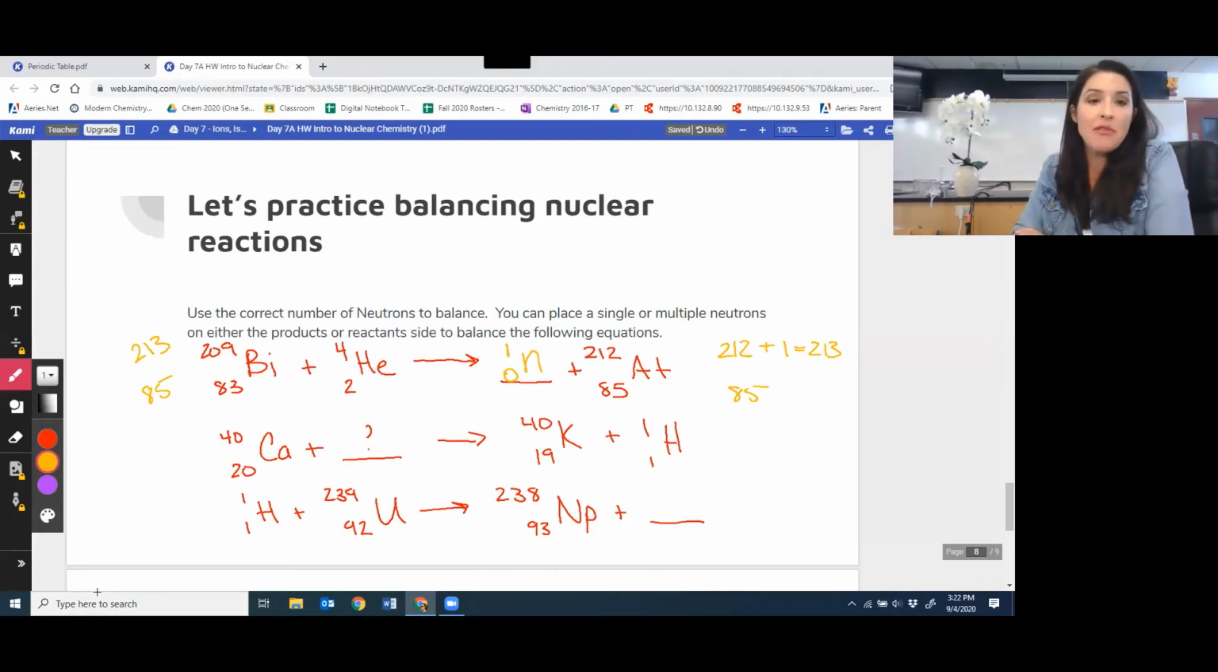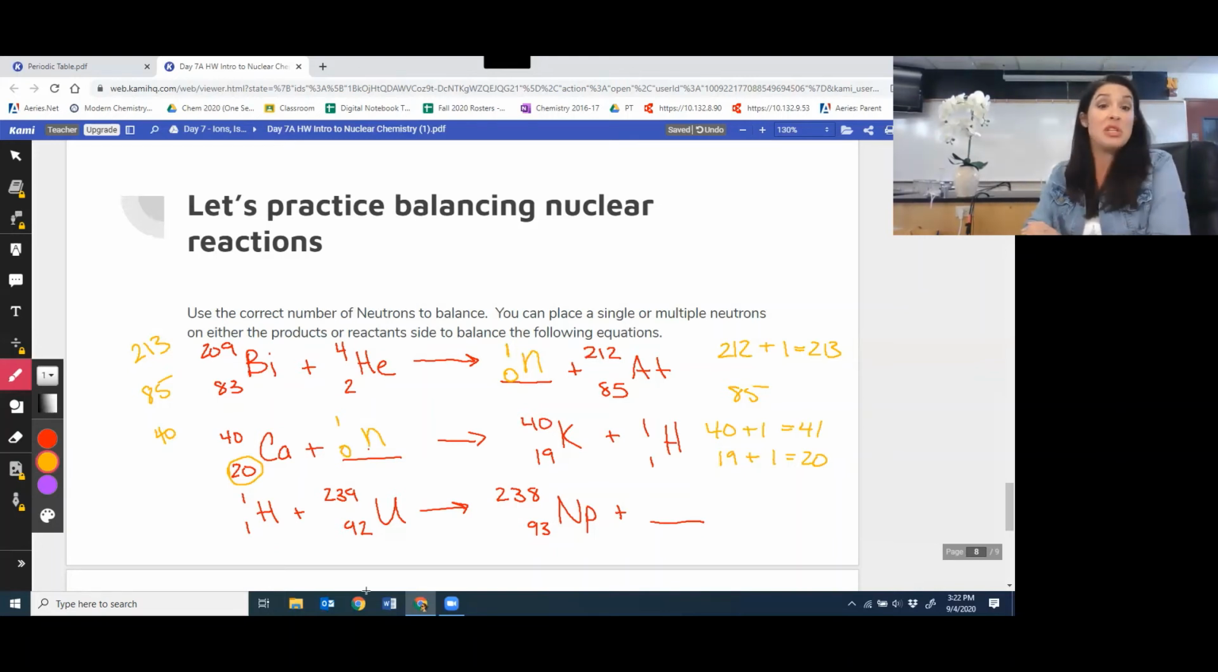Same thing here. We've got 40 on this side, 41, 40 plus 1 on this side. So it looks like I'm going to need one more neutron over here. And I'll check my protons just to make sure. 19 plus 1 is 20. Over here, I already have 20, so I'm good to go. I'll put a 0 there. And so this little neutron, just one neutron, is all it'll take to balance this equation.